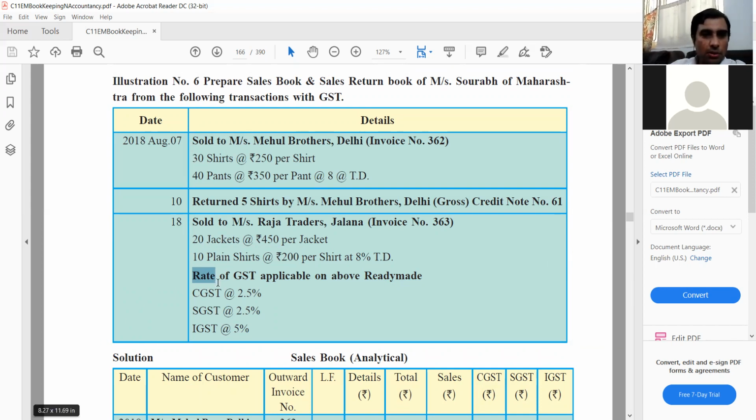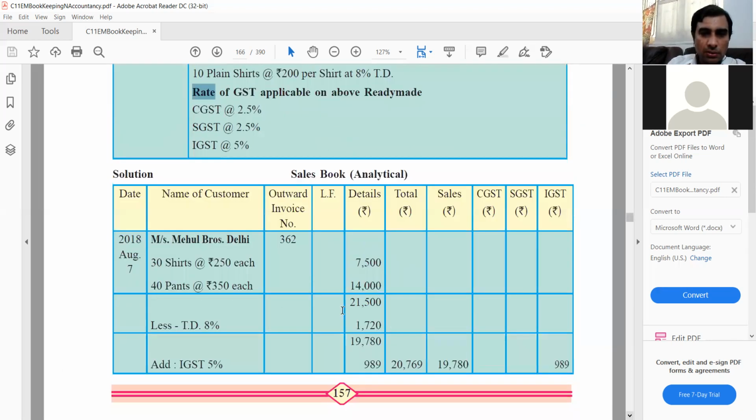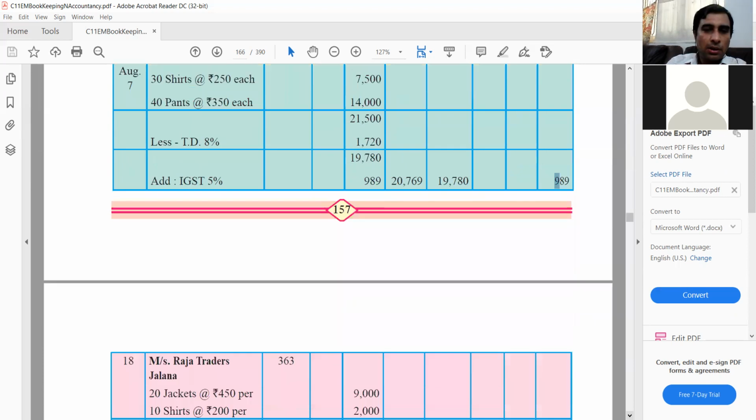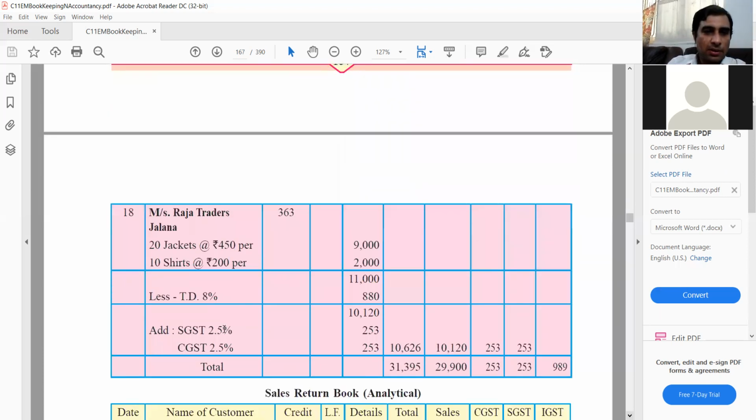Okay. So this is 5% IGST. So here you go, 989, same thing. So you will record your 19,780 in the sales column and 989 in the IGST column. The next is 20 jackets at 450, 10 shirts at 200.